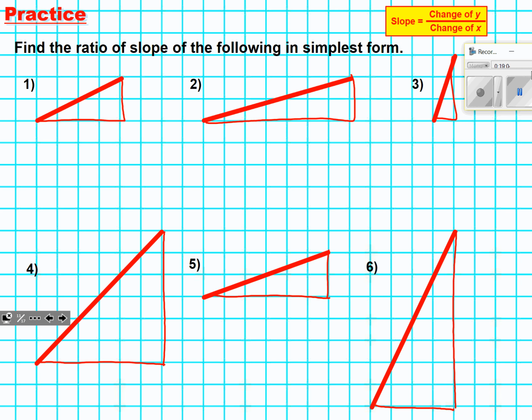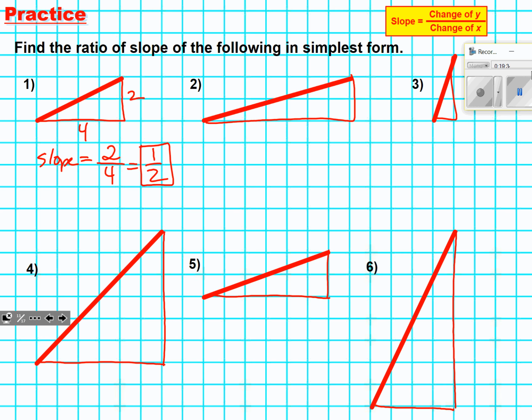So, once you've made your triangle, you're going to count. So, the vertical is 2, the horizontal is 4. So, slope is the change of y, vertical, over the change of x, the horizontal. So, the slope of this line is 2 to 4, which can be simplified to 1 to 2. And that's it.